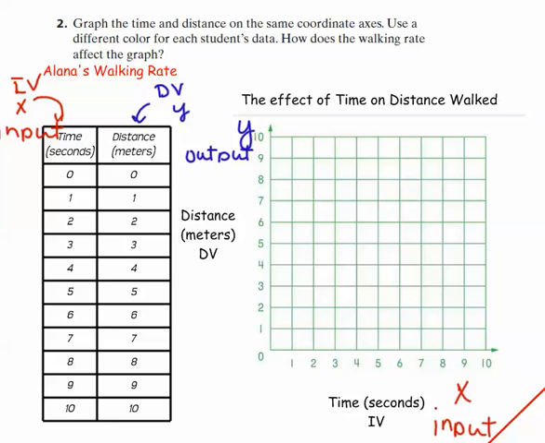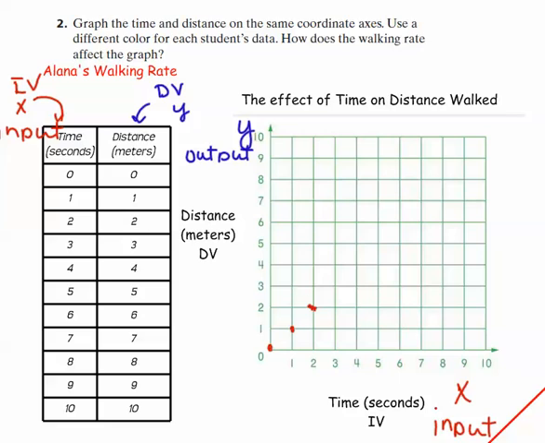So we can take Elena's data and we can treat each row like a coordinate pair. We know that at 0 seconds, she's walking 0 meters. At 1 second, she's going to walk 1 meter. At 2 seconds, 2 meters. And we can go all the way down the table creating this graph from the data.